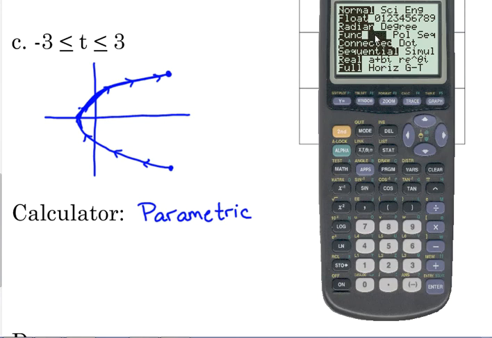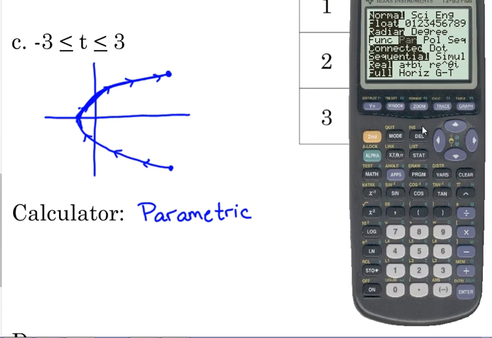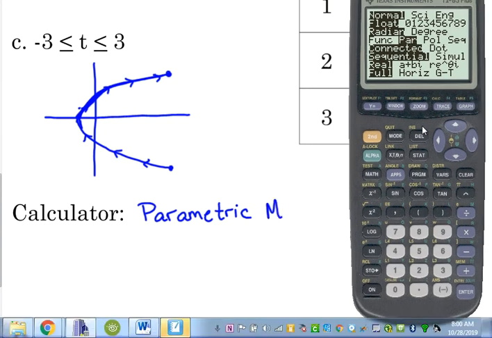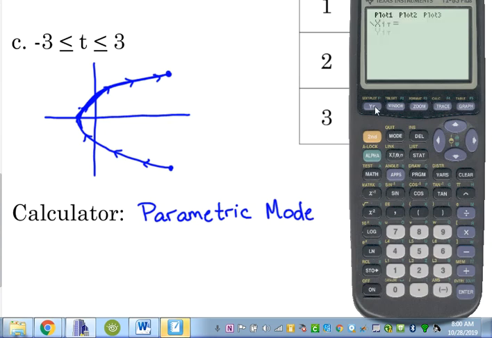The next option is PAR, that stands for parametric. So you need to move your cursor over, press enter so that parametric is highlighted. Okay, so once you're in parametric mode, when you hit y equals now, things are going to look a little bit different. You're not going to see y equals, you're going to see x sub 1t, y sub 1t, x sub... so we can put multiple graphs in here, but you've got to put in an x function and a y function, and the little subscript of t there is saying your variable is now t. It's no longer x, your variable is now t.